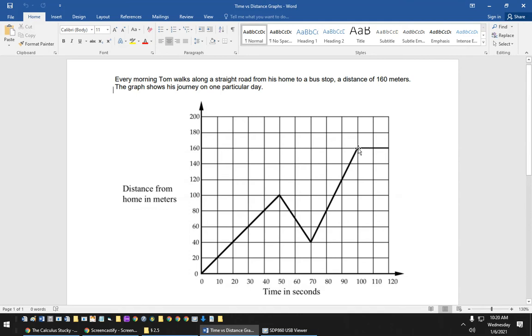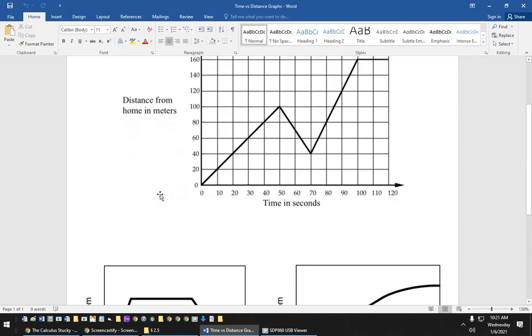Well, this is him actually getting to the bus stop. Remember, 160 meters is where the bus stop is. So he gets to the bus stop, and what happens? He just stands there. So time is still passing, but his distance away from home is not changing. So just remember that when we're looking at a graph, up doesn't always mean up on the graph. Up could mean different things depending on what our graph is labeled as.